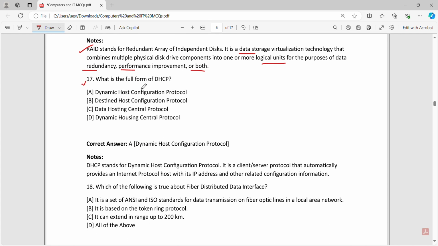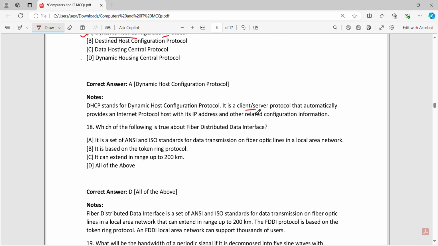17th question. What is the full form of DHCP? So answer is A. Dynamic Host Configuration Protocol. So it's a client server protocol that automatically provides an internet protocol host with its IP address and other related configuration information.